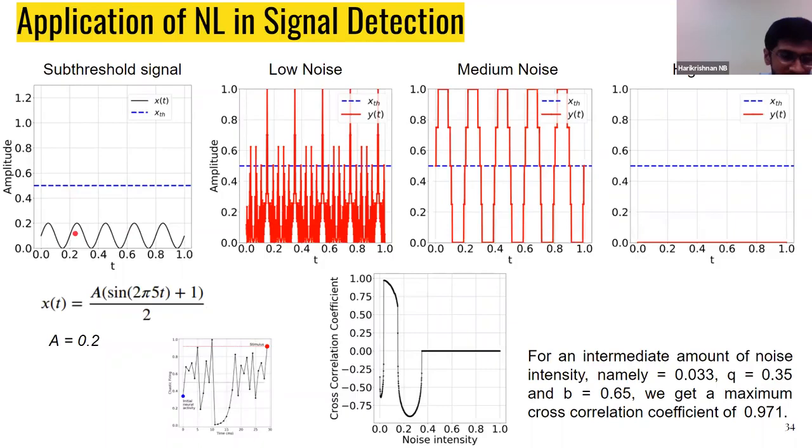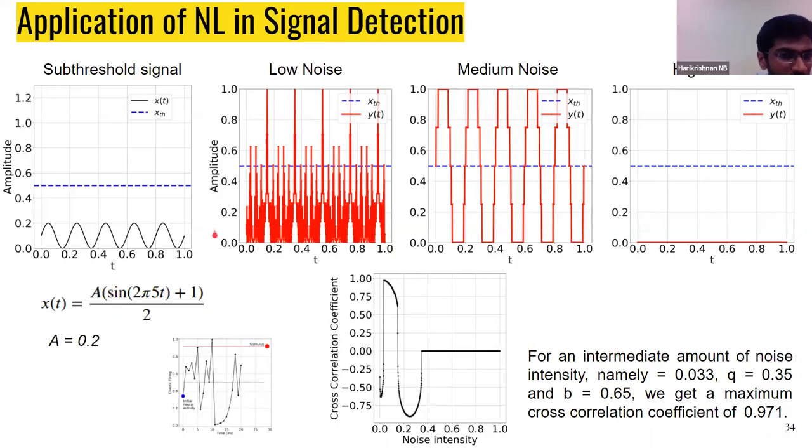So what if we add an intermediate amount of noise? How does it perform? Can we recognize the stimulus, the signal? What we did was pass this sine wave, sin(2πft) plus 1/2, to the ChaosNet architecture with different epsilons. We took the firing time and normalized it.